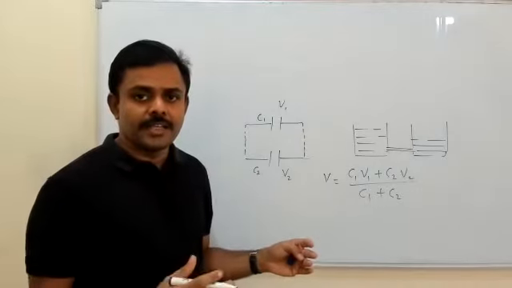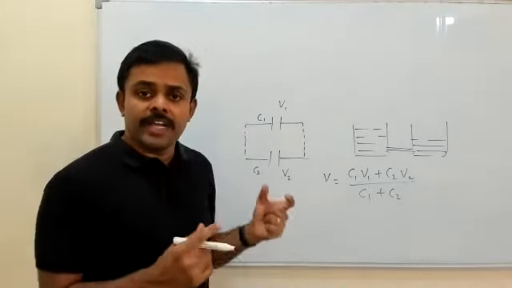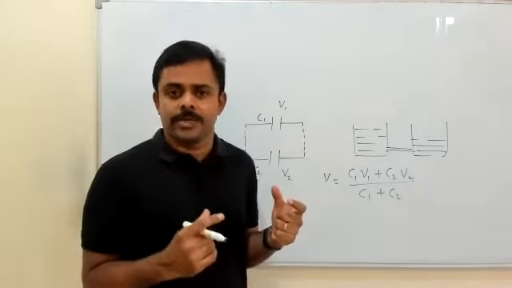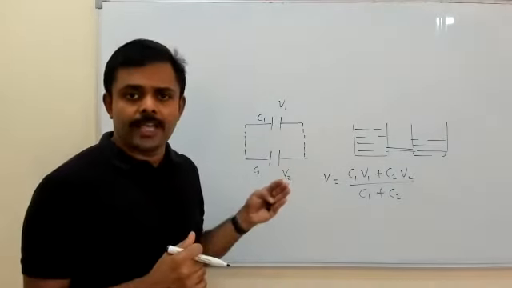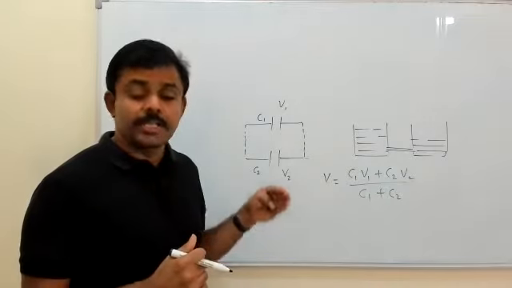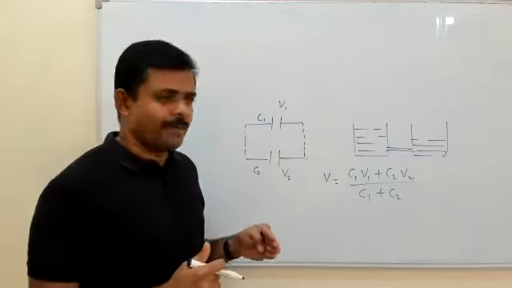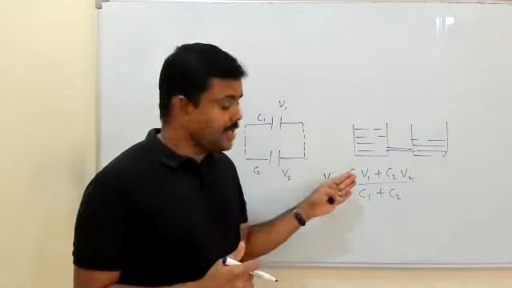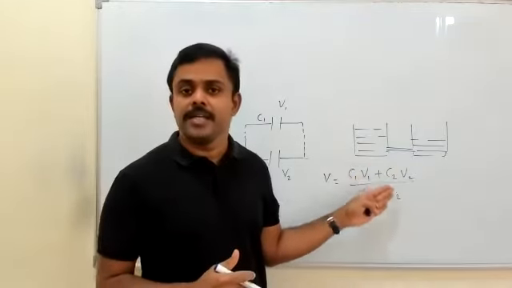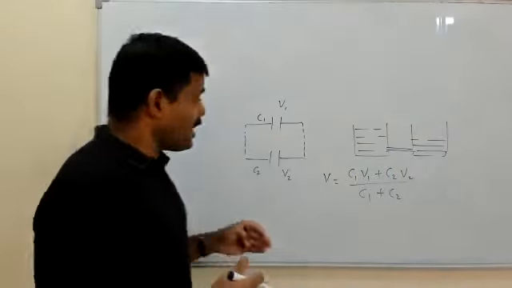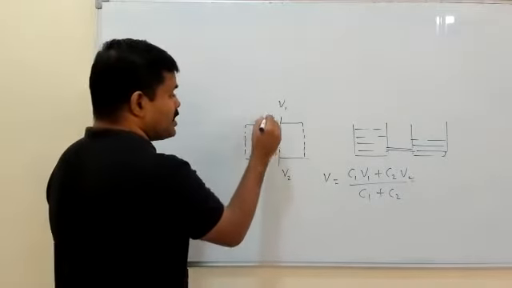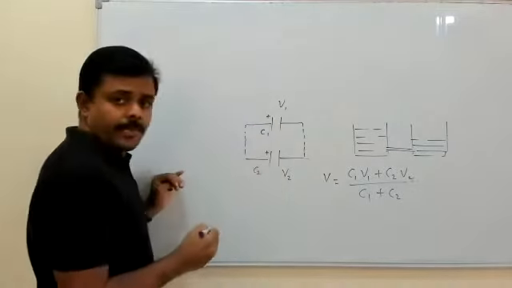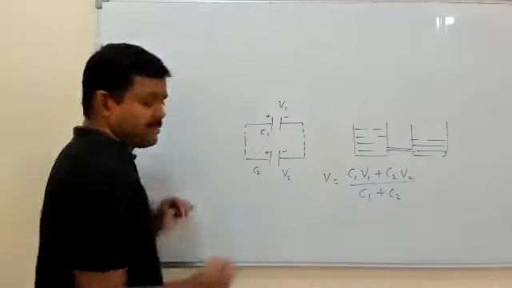Say that once, please. Common potential is what? Whenever two capacitors at different potentials are connected together, charge flows from higher potential to lower potential till both attain a common potential. Common potential is given by C1 V1 plus C2 V2 by C1 plus C2. And one thing is understood here: positive is connected to positive, negative is connected to negative.